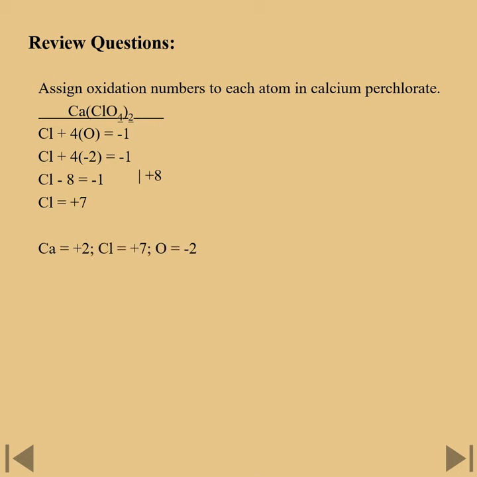So again, the calcium was +2. It's a +2 ion. Charge of an ion is its oxidation number. Chlorine is +7, we just determined, and oxygen is -2.